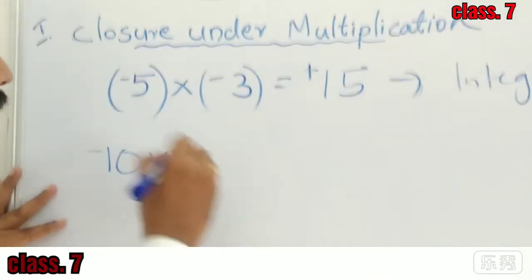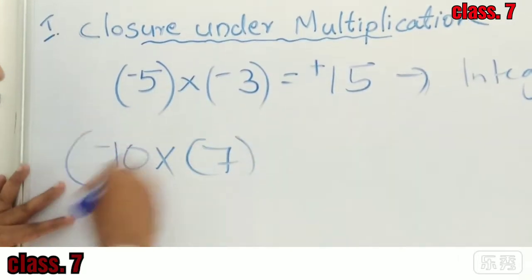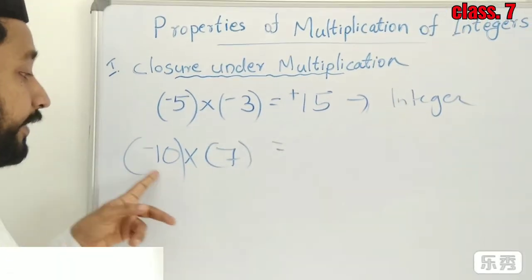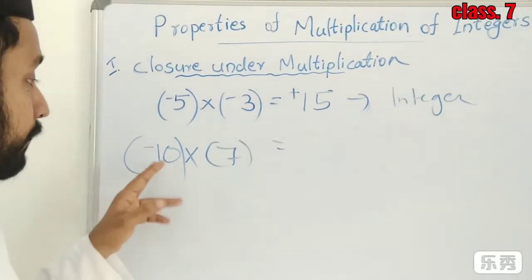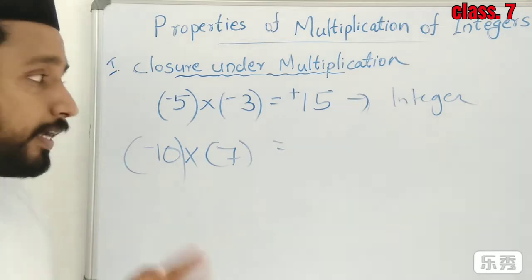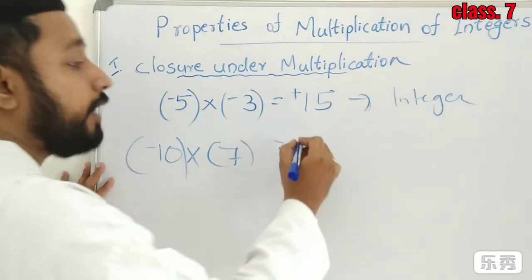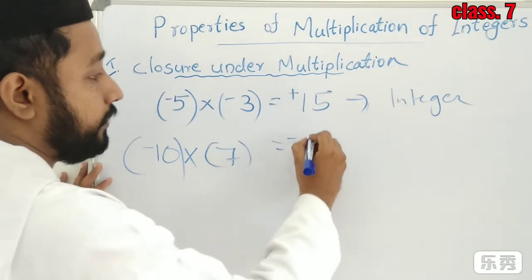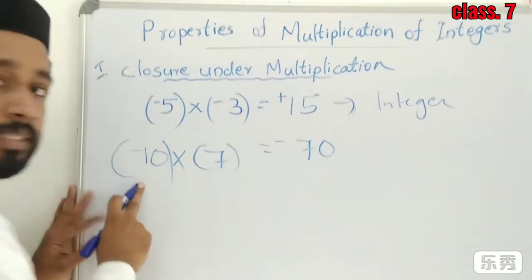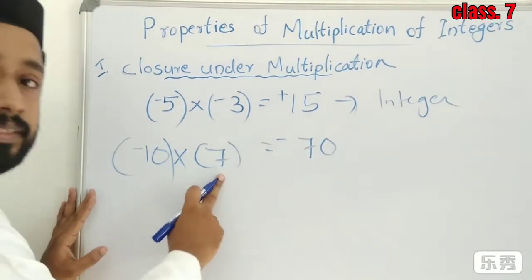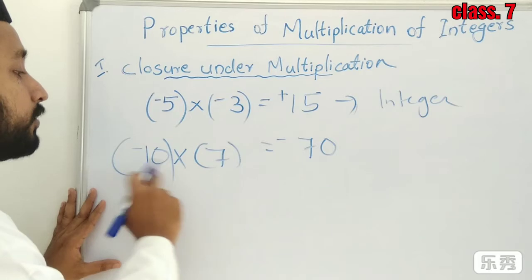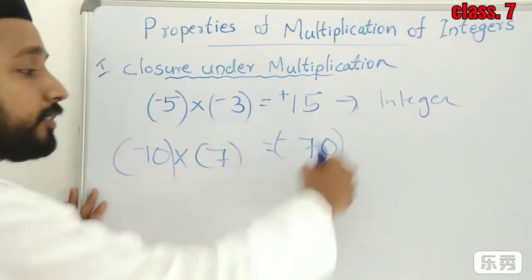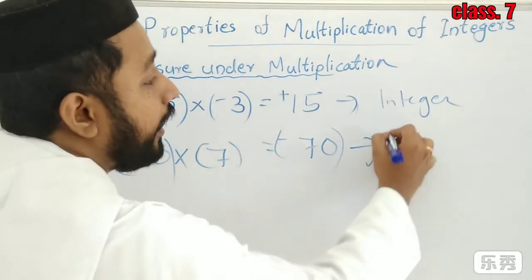Another one. Minus 10 into 7. I am going to multiply one negative integer and one positive integer. Minus 10 into 7. What is the answer? One negative into one positive, answer is negative. 10 into 7, 70. So minus 10 is an integer, 7 is an integer, their product minus 10 into 7, that is minus 70, which is also an integer.